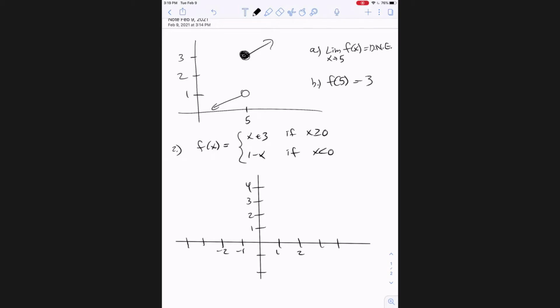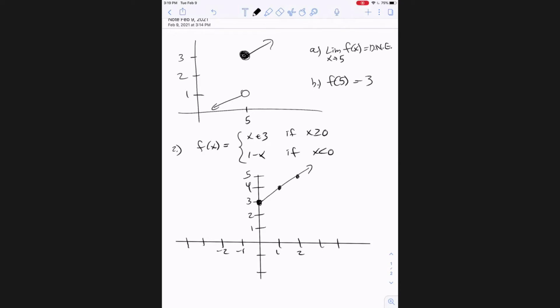So f of x equals x plus 3 if x is greater than or equal to 0. So x plus 3, so 3 is the y-intercept. Slope is 1 over 1. So that's up 1 over 1, up 1 over 1. It's going to look like that.